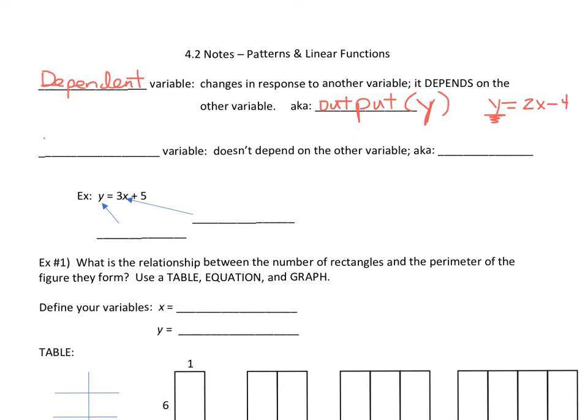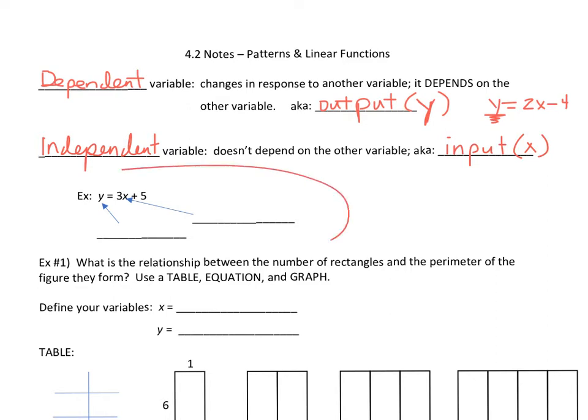The second one is called your independent variable. The independent variable doesn't depend on the other variable. This is also known as the input. So it's what you put into the function. This is typically your x. And it's independent. I can pick any number to plug in for x, and that will tell me what I get for y. Okay, so independent versus dependent.